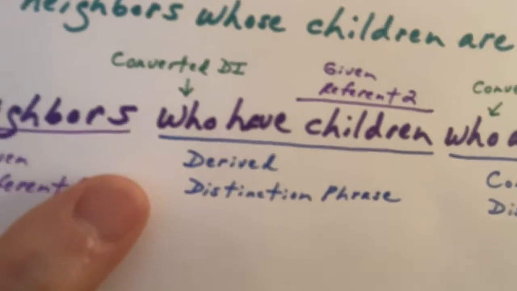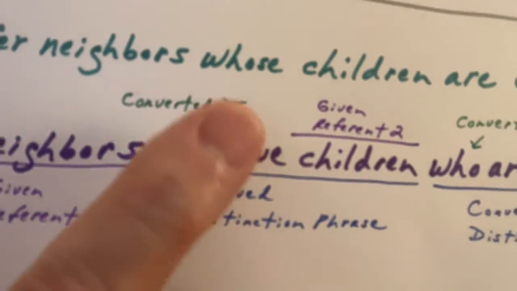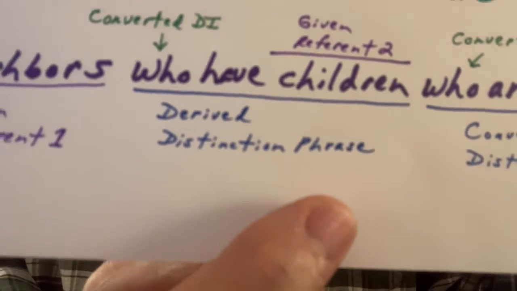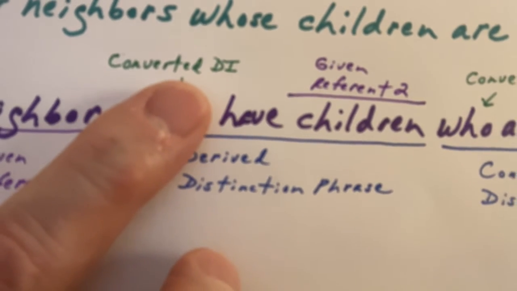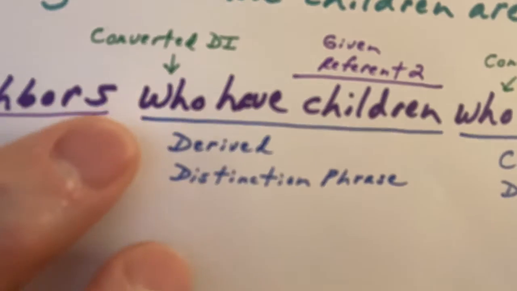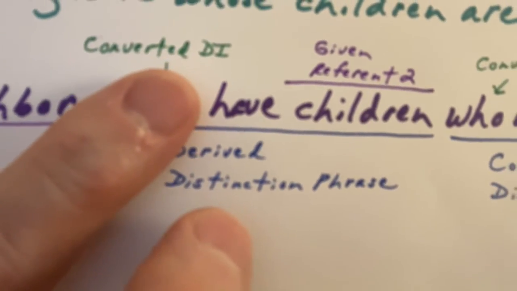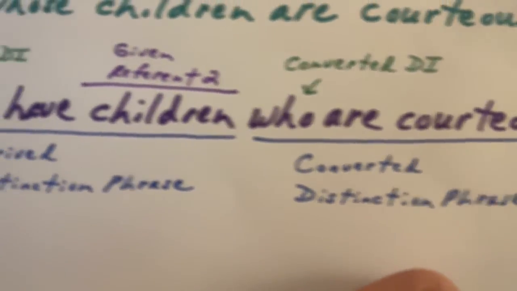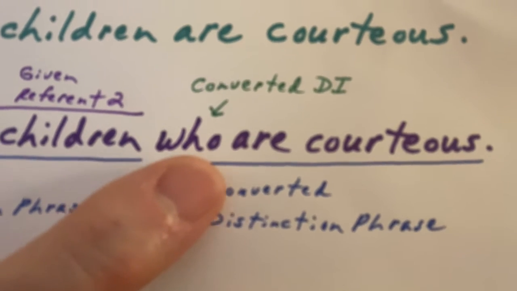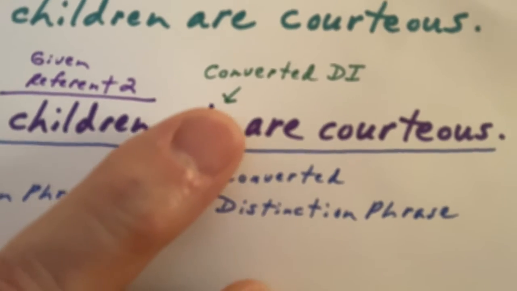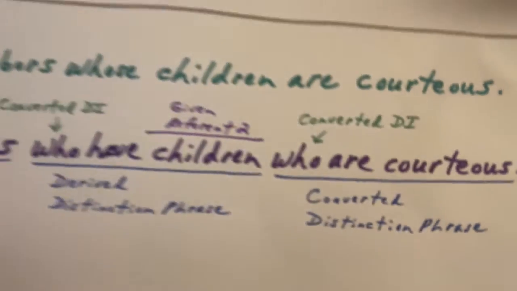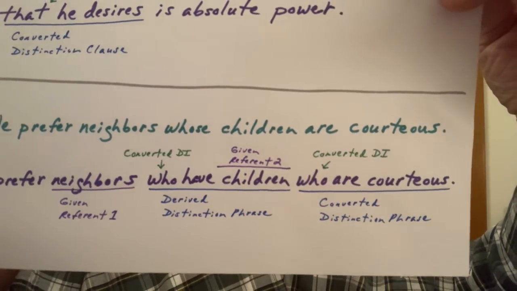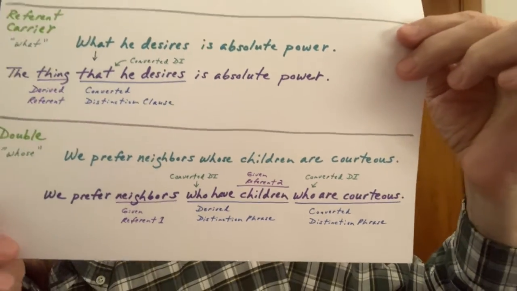And then here you have the word have introduced. It comes out of here. And you have a derived distinction phrase. It's a distinction phrase because really all you have here is have. Who have children? Have children is your predicate. And over here, you have another converted distinction phrase. Who are courteous. See, it's a phrase because you have are courteous as a predicate. So you have two distinction phrases and two referents, and that's what you end up with.